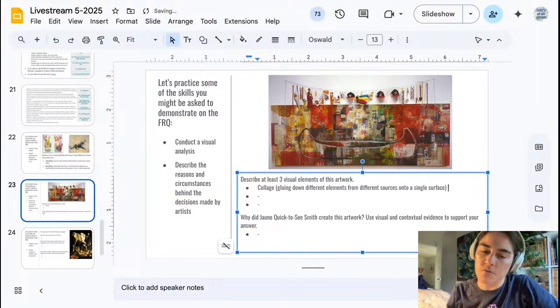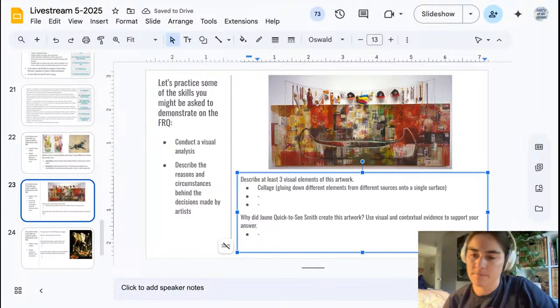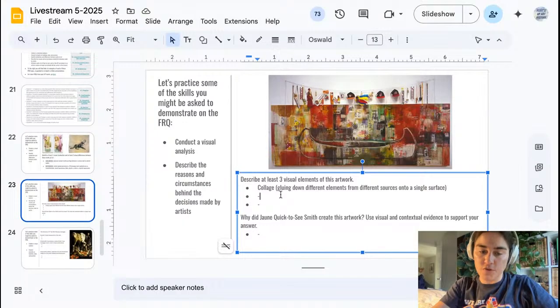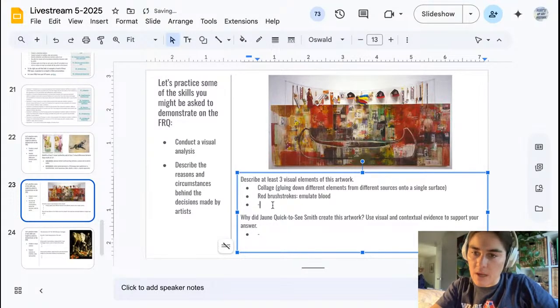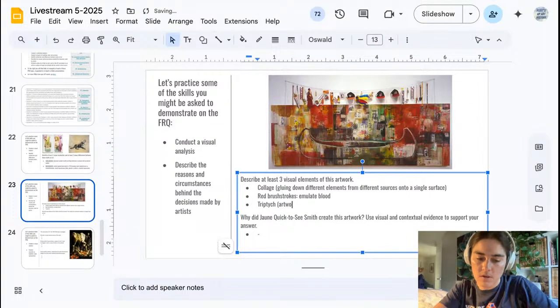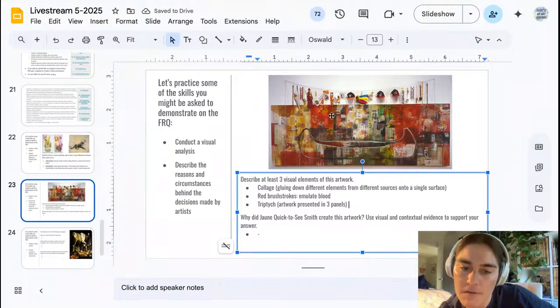The word collage is actually derived from the word for glue. We had the red brushstrokes, cut to emulate blood. And then we also have, yeah, it's a triptych. Triptych is a fancy word that means an artwork presented in 3 panels. It's difficult to see the canvases. They're each square canvases, and you can kind of see the partitions very faintly in this image.